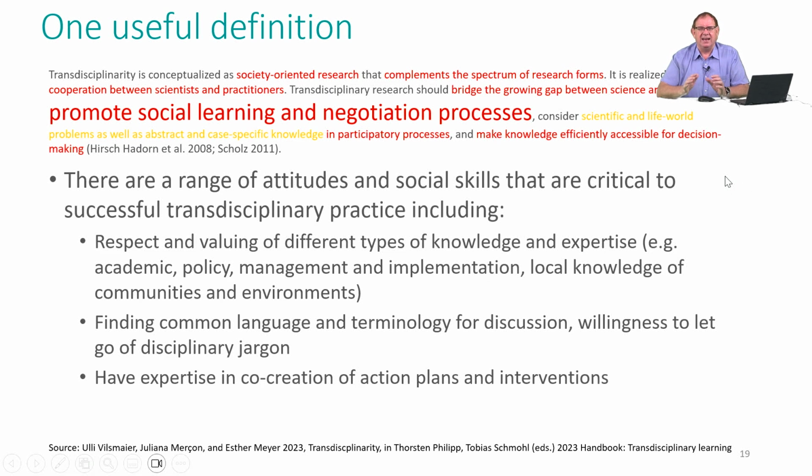And there's a need for familiarity and expertise in processes for co-creation of planning and co-creation with different academic disciplines and with, in particular, the people who are affected most by the social problems that we're trying to address.